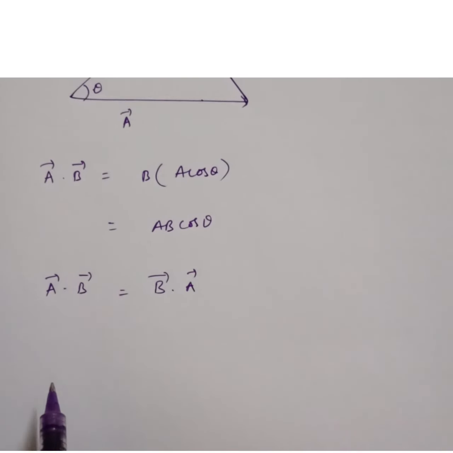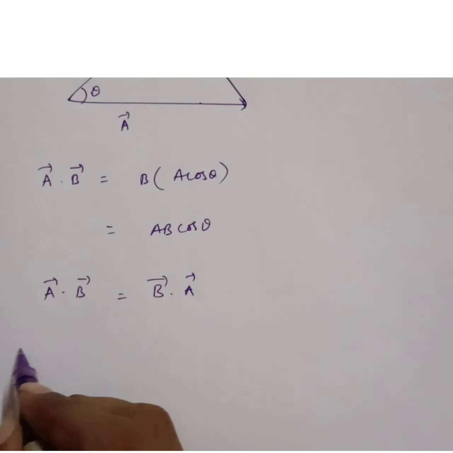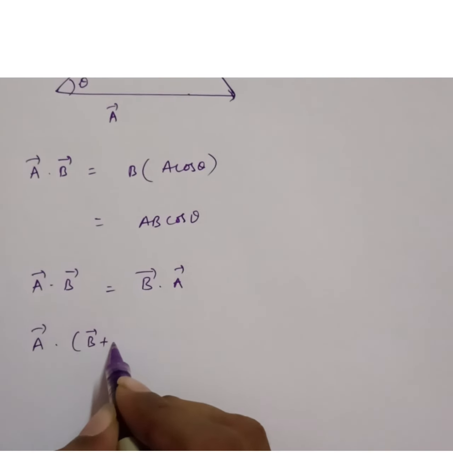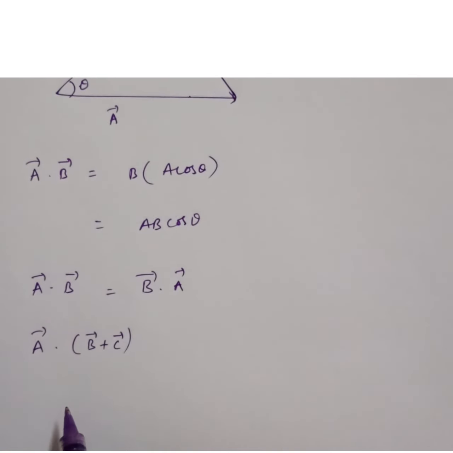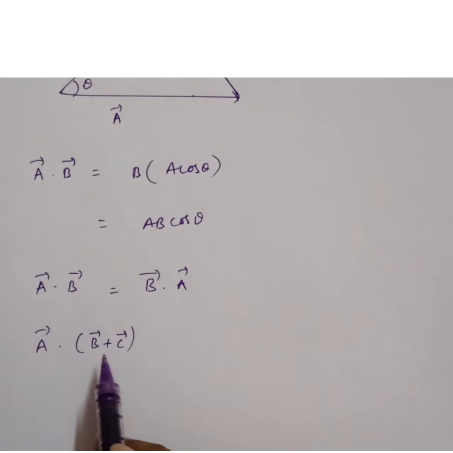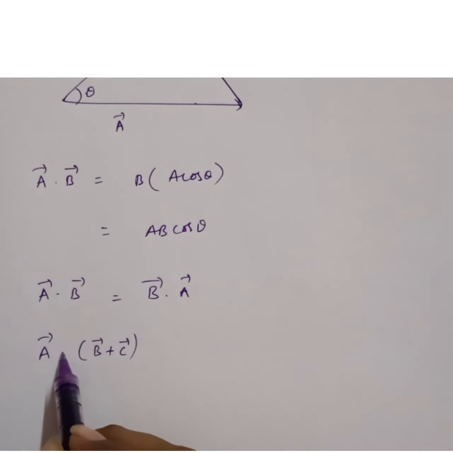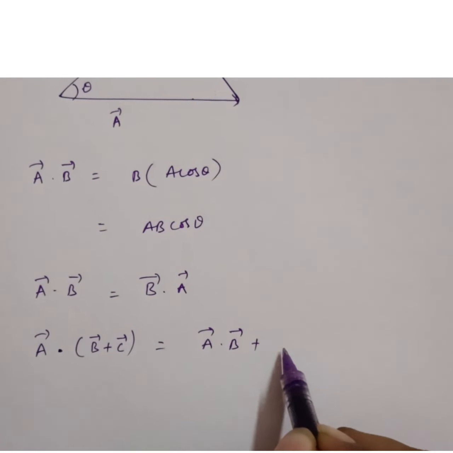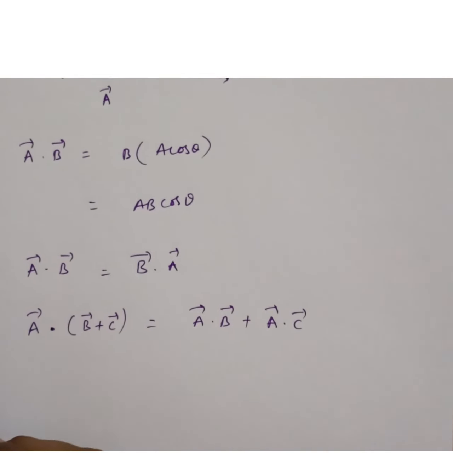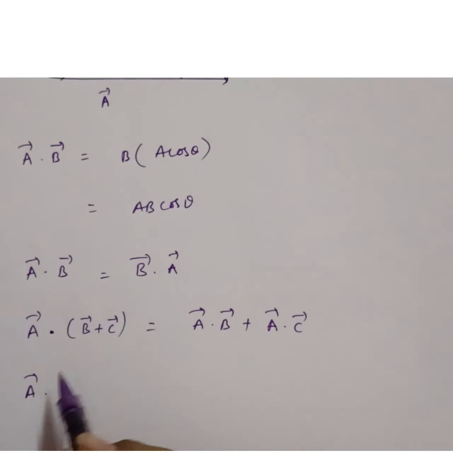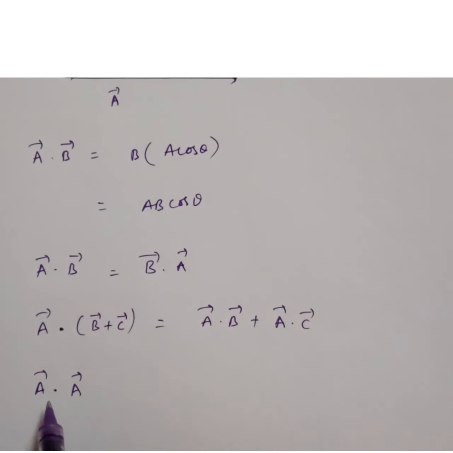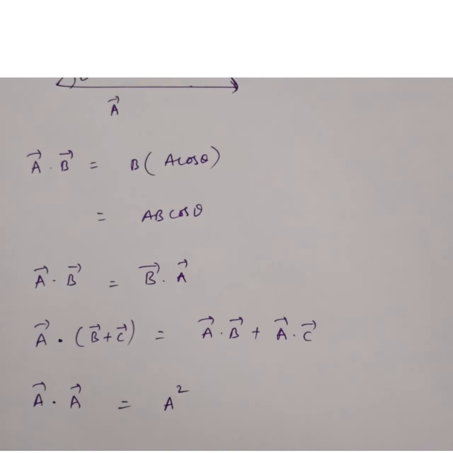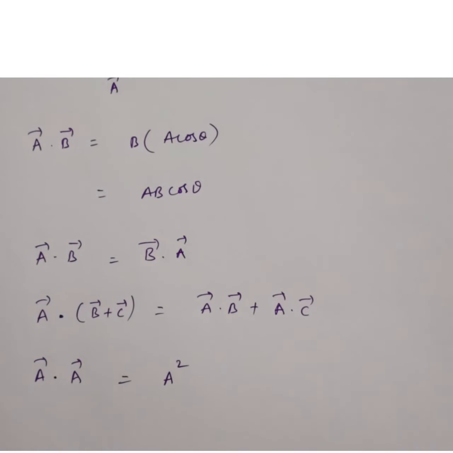Anyhow you can multiply in any direction. Now A bar dot (B bar plus C bar): we are doing the sum first, after that we are doing the dot product, which equals individually A bar dot B bar plus A bar dot C bar. Now if you take A bar multiplied with A bar, the same vector multiplied with itself, it equals A square. A bar dot A bar equals A square.